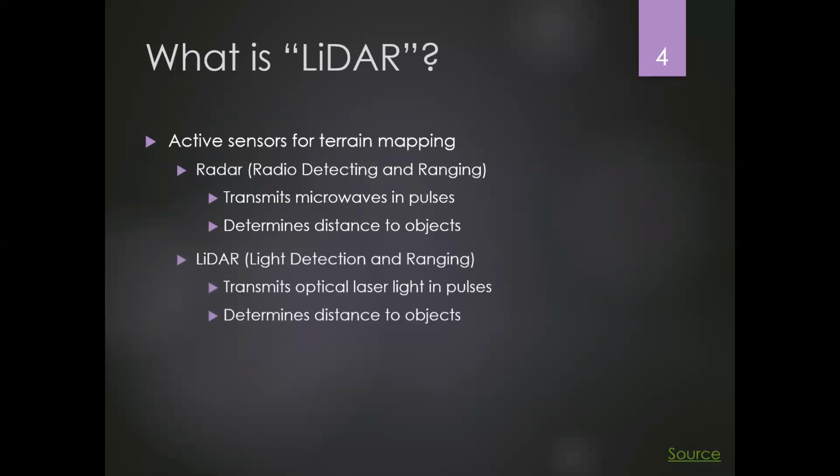Okay, LiDAR transmits optical laser light impulses, and also determines distance to objects. So radar and LiDAR have the same purpose: determining distance from the sensor to objects. That's the same part. The different part is that radar uses microwaves, while LiDAR uses optical laser light. So the difference is that microwaves have a relatively longer wavelength, and optical laser light has a relatively shorter wavelength.